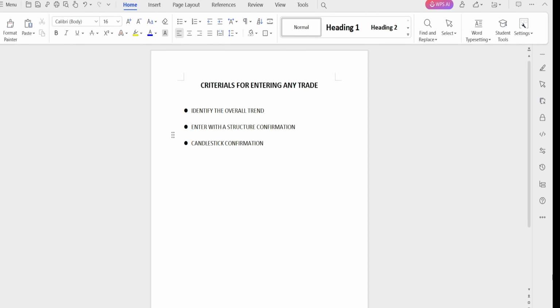Okay, believers. So I believe you can see my screen right now, and today I'm going to be talking on getting trade entries. Okay, now these are the criteria I myself use to get my entries whenever I'm milking this market.